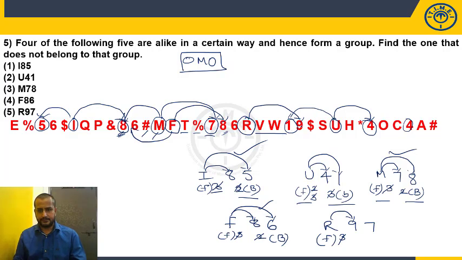R to 7 in the backward direction. How many elements are missing? 2 elements are missing. 2 elements are missing in the backward direction. R to 7. So look at that.